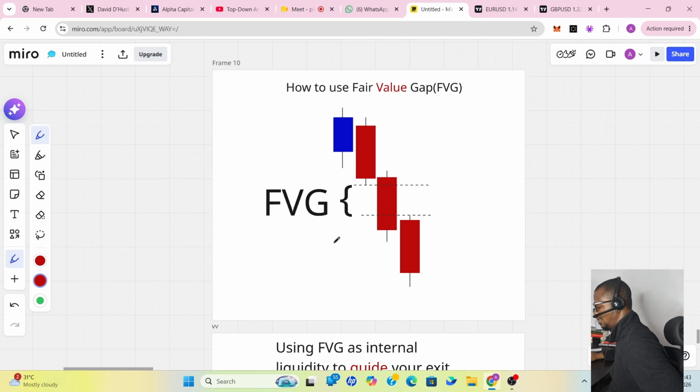Hello, smart trader. There is a concept I want to discuss, which is fair value gap, right? I want to discuss how to use fair value gap effectively on your chart, especially for the beginner trader and the intermediate trader, so that you can know how to use this concept.